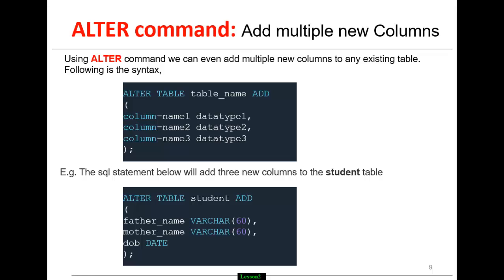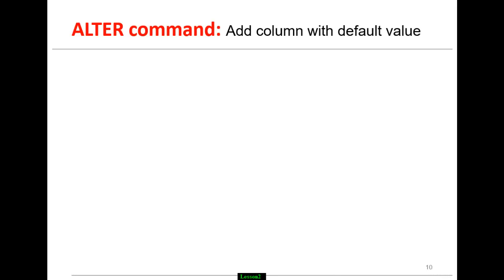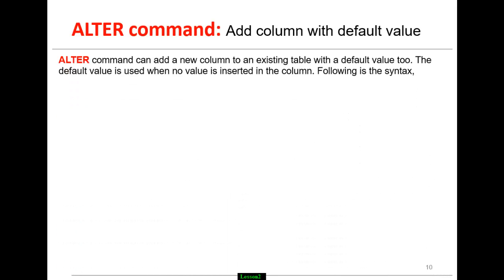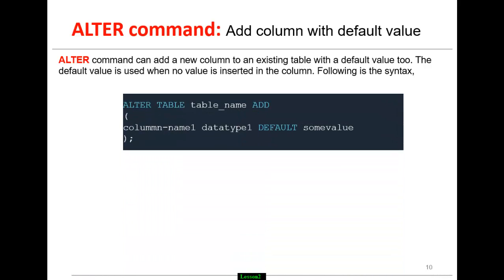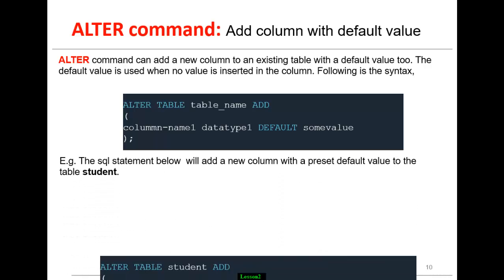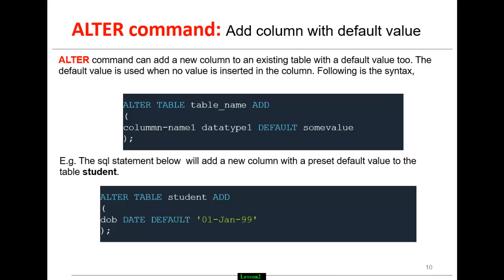Add column with default value. Alter command can add a new column to an existing table with a default value too. The default value is used when no value is inserted in the column. Following is the syntax. For example, the SQL statement below will add a new column with a preset default value to the table student.